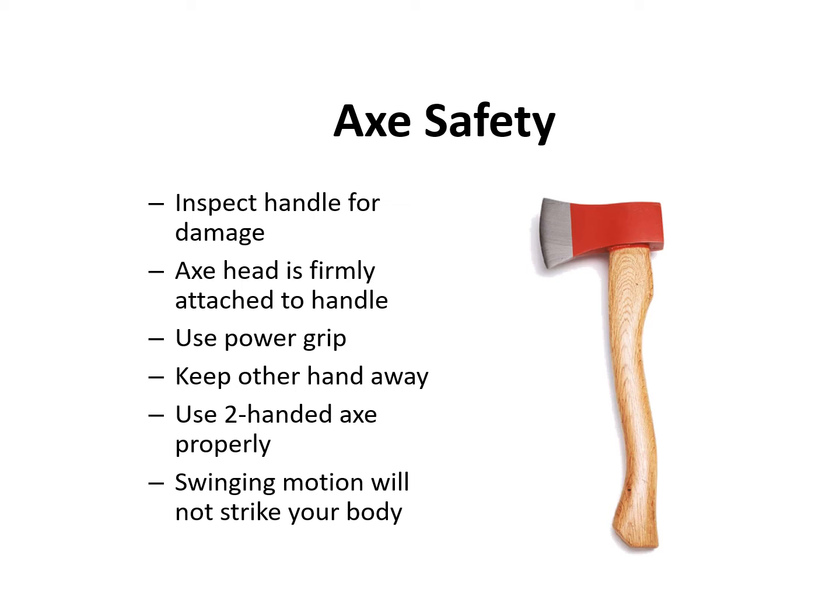When using a two-handed axe, make sure the area around you is clear of obstructions and other people. Stand with a wide stance to make sure you have a good footing. Swing in such a way that if you were to miss the object you were trying to chop, the motion of your swing would not bring that axe back towards you and strike your body.